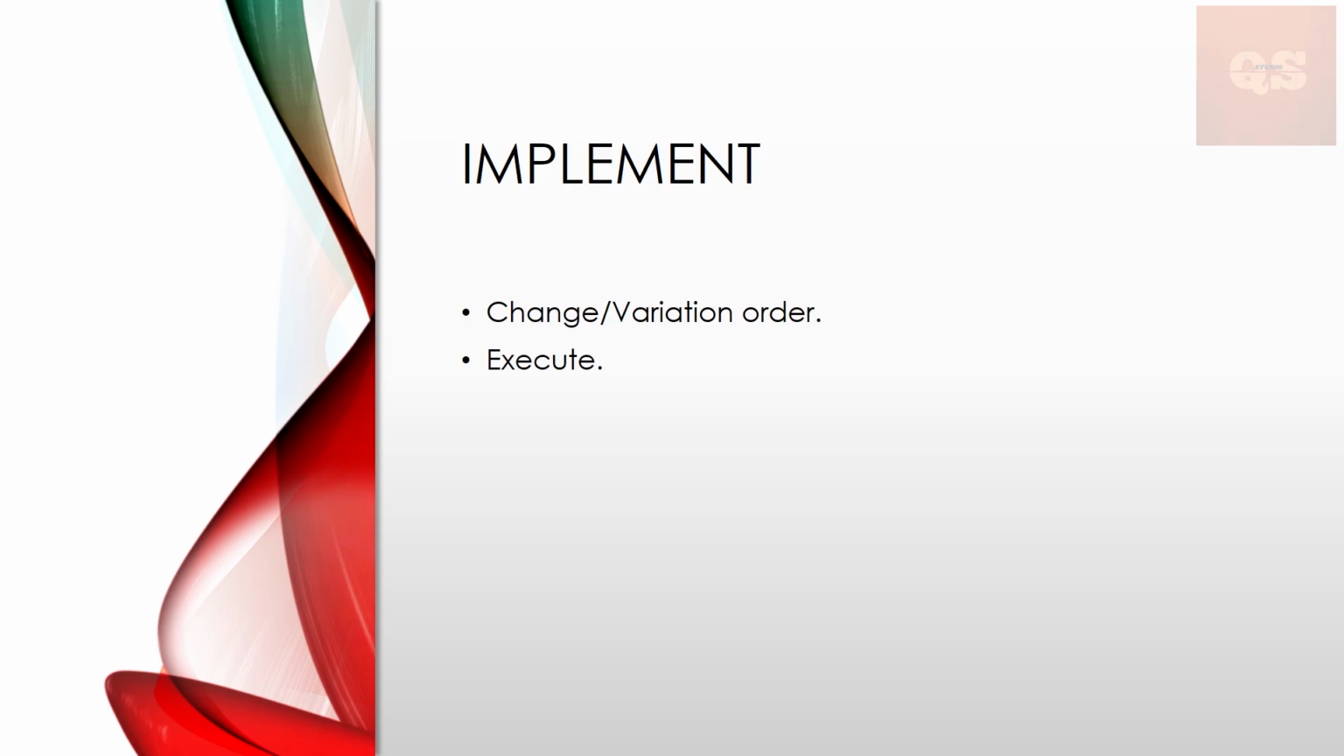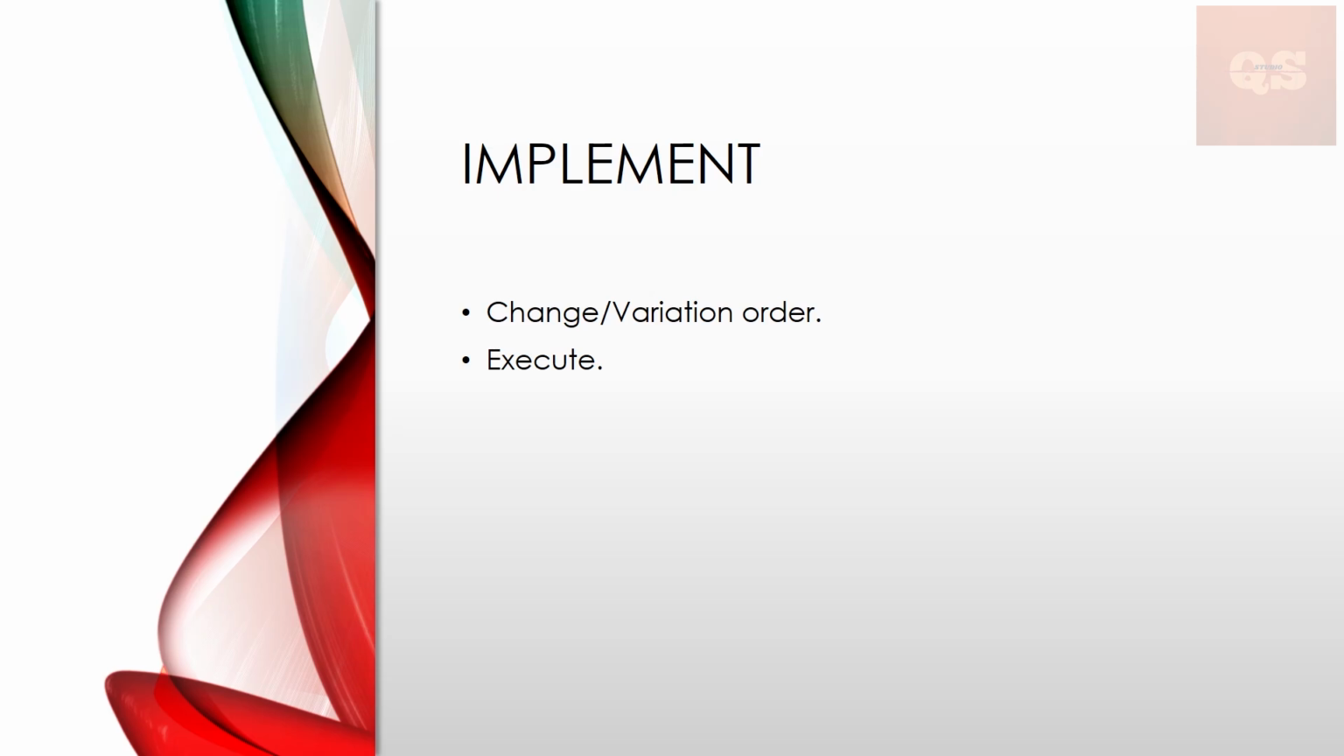And finally, the implementation part. After the negotiation is done and an agreement has been reached, it needs to be documented. There should be a final agreement in a contractual way. Then a change or variation order is provided to start that work, and once that is received, the works get executed.